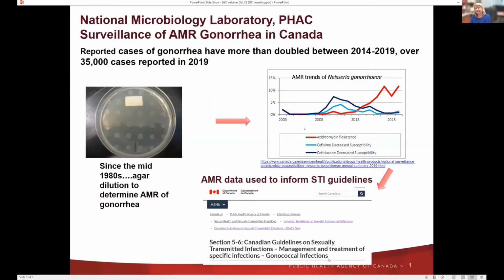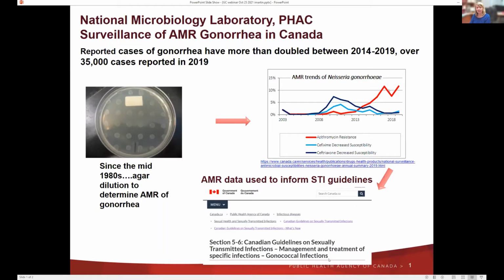For the latest AMR trends in Neisseria gonorrhea susceptibility, here's a figure representing that. Over the last number of years, the cephalosporins, which is cefixime in the light blue and ceftriaxone in the darker blue, those rates have been declining and hovering at about 1% in 2019. But at the same time, we see this alarming increase in azithromycin resistance. And in 2019, it was around 10%.